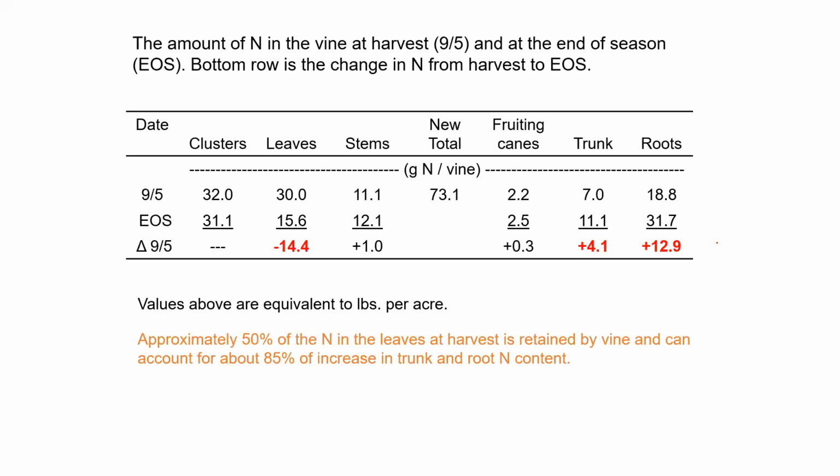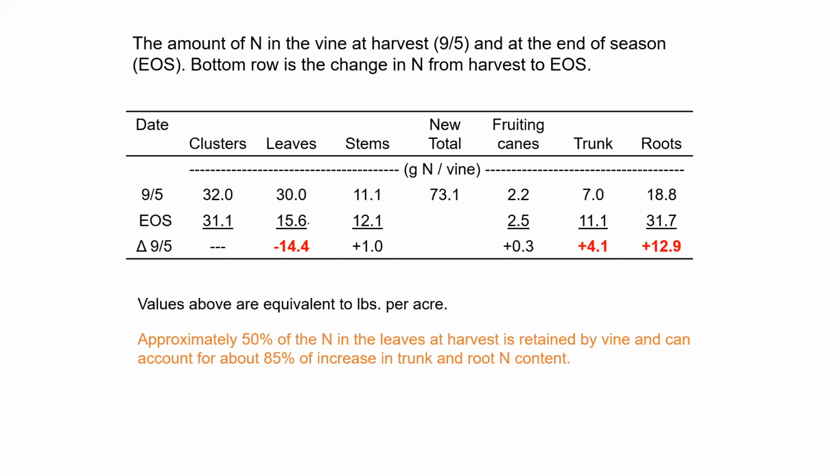So why would it be that the efficiency is so low when it's applied post-harvest? Well, this shows you the total grams of nitrogen per vine at different times. So 9.5 is the harvest date. EOS is end of season. And you can see at harvest, there's about 30 grams of nitrogen in the leaves.